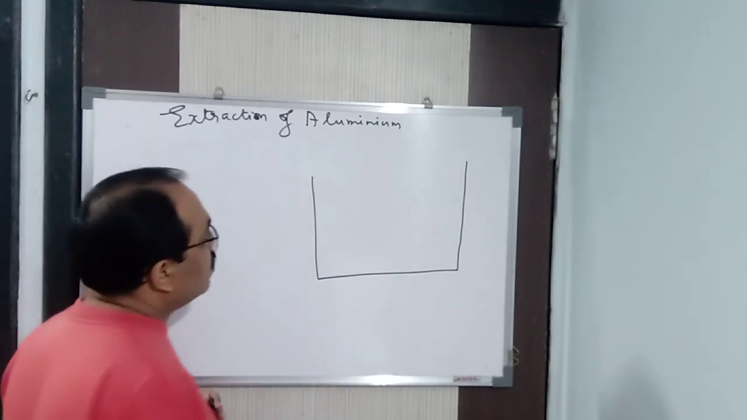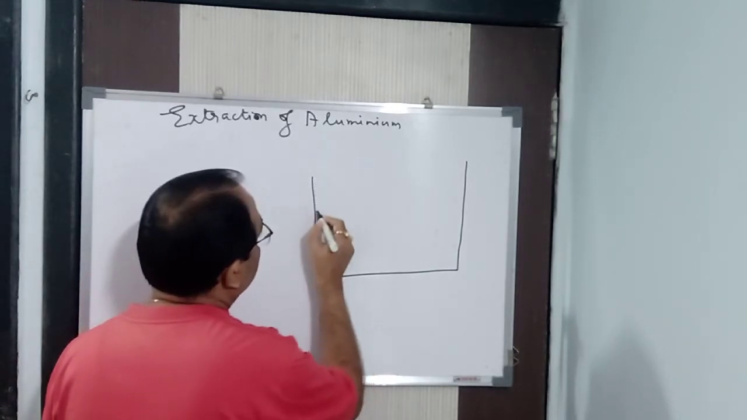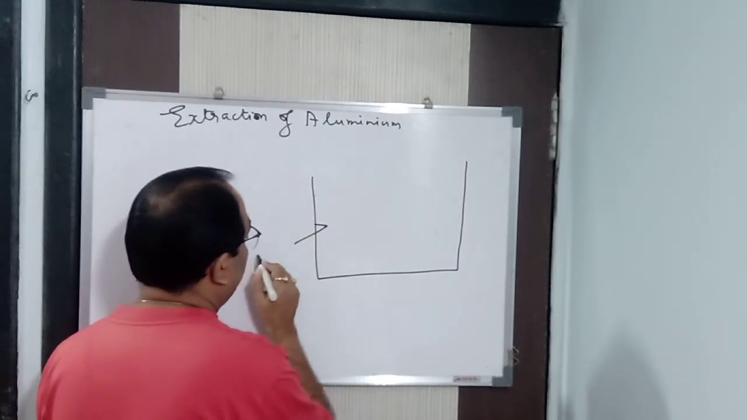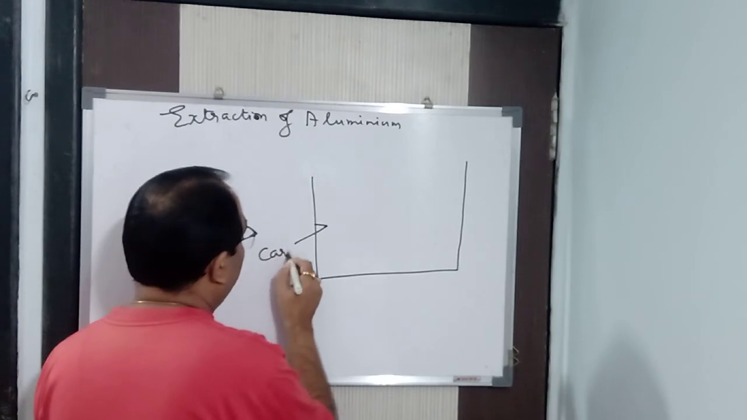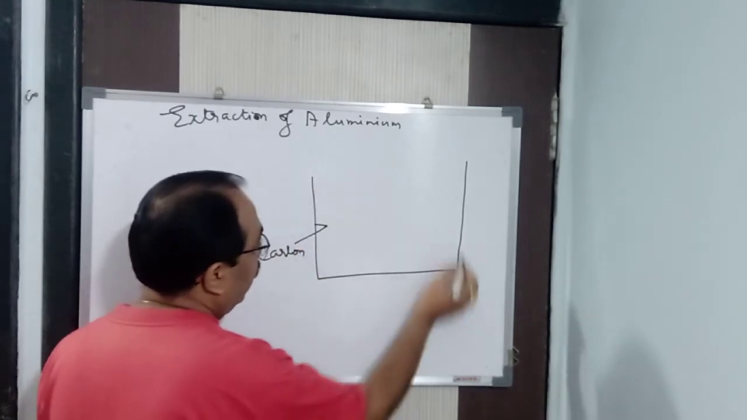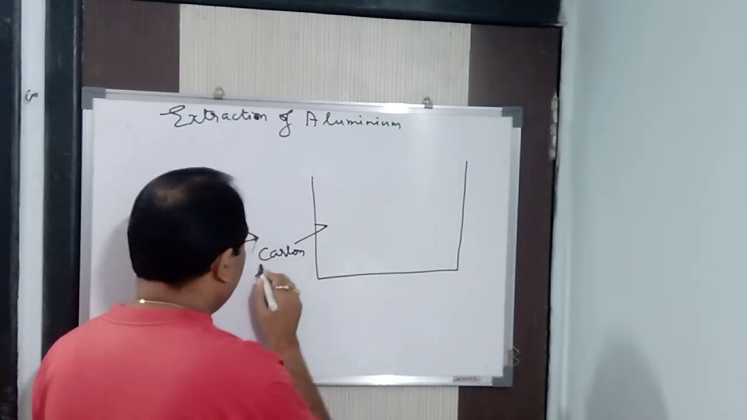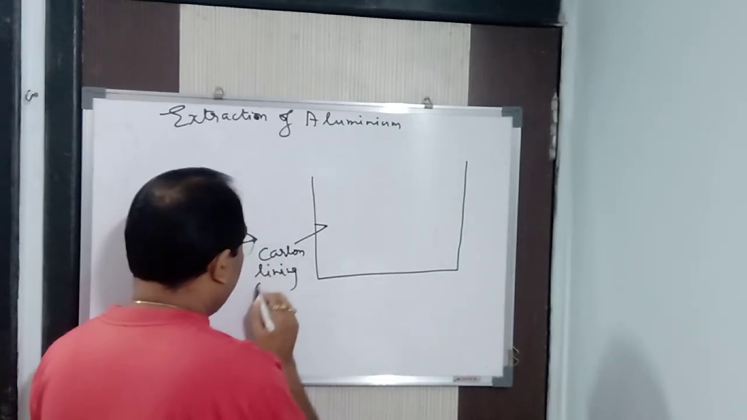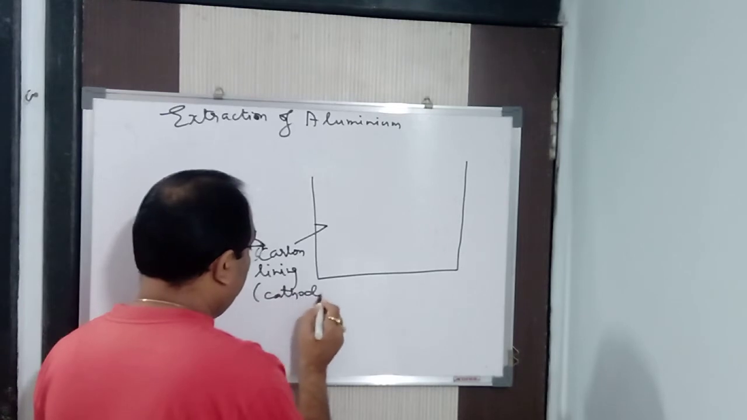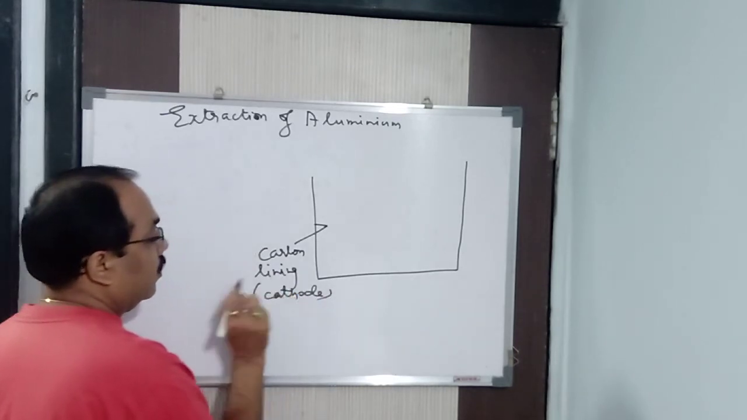In this particular process, this is your carbon lining which acts as a cathode. I have taken a tank, and inside it I have coated it with carbon, gas carbon, which acts as the cathode.